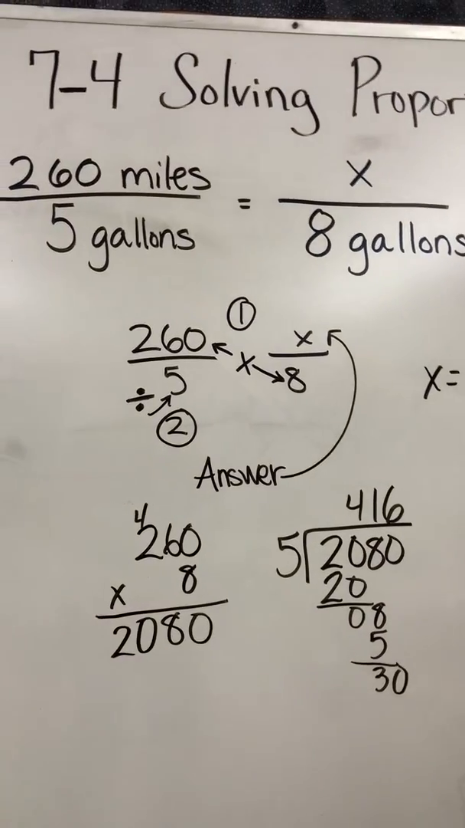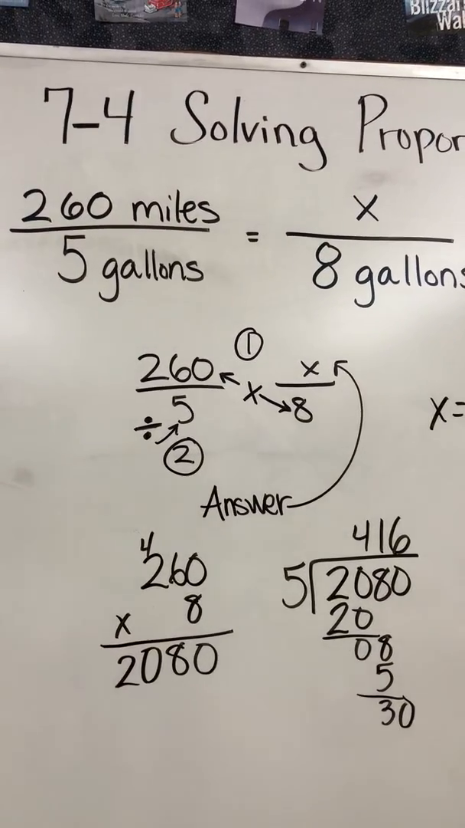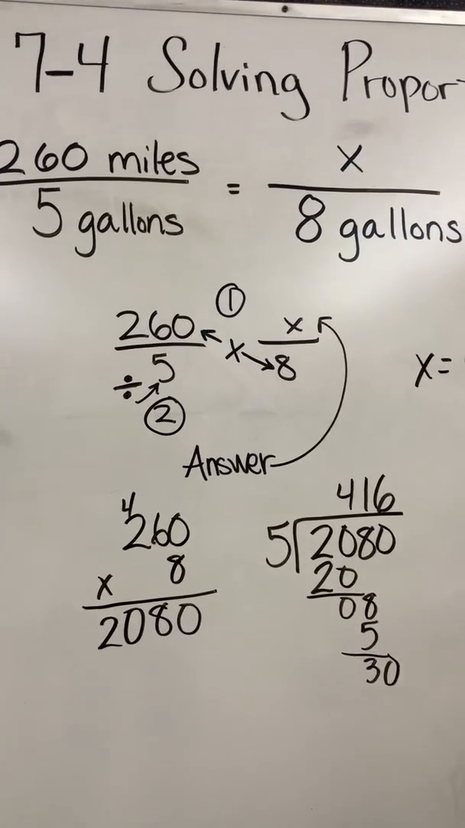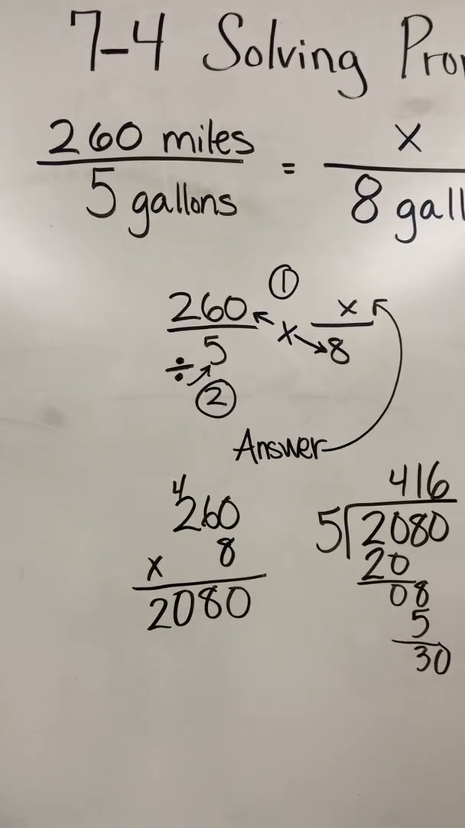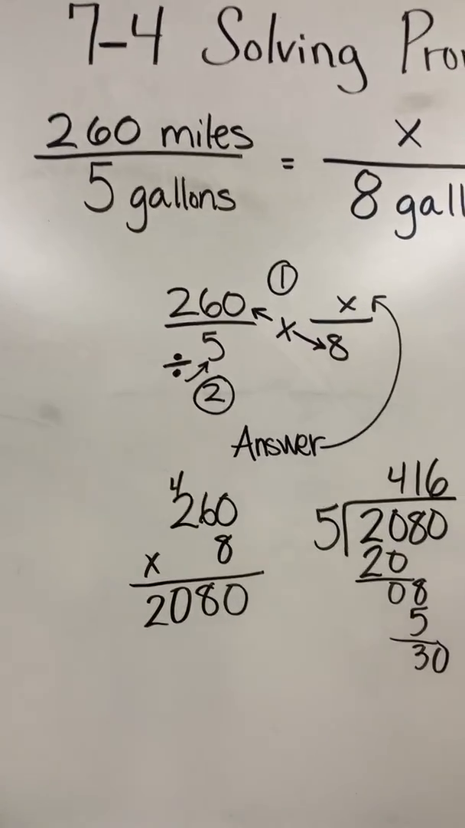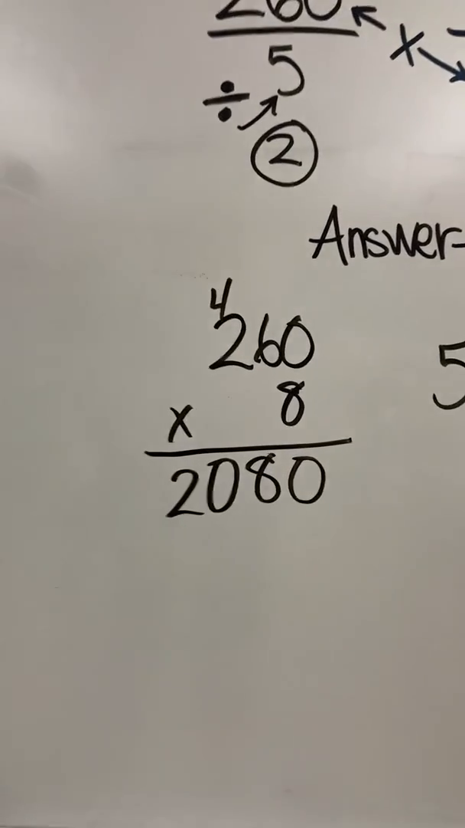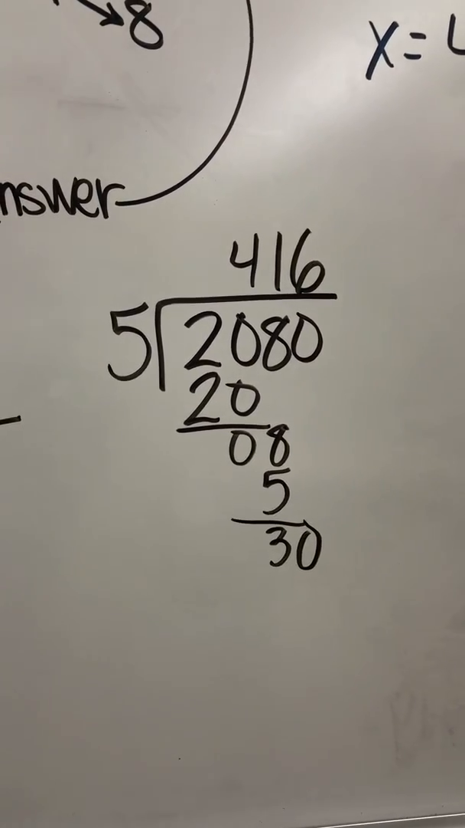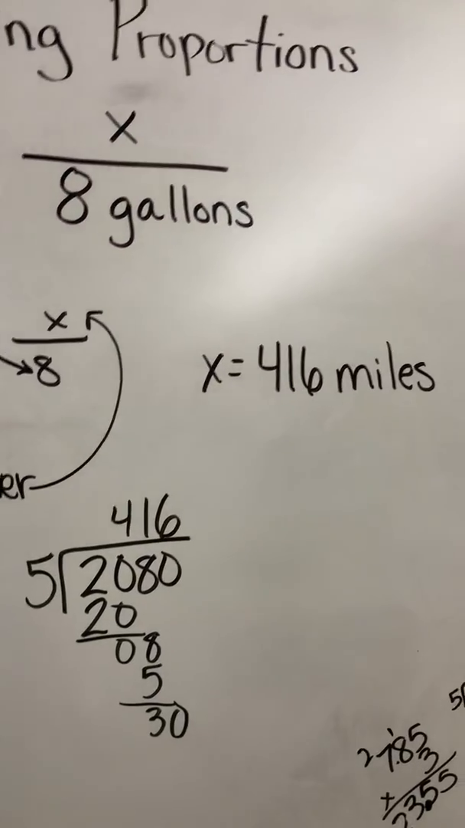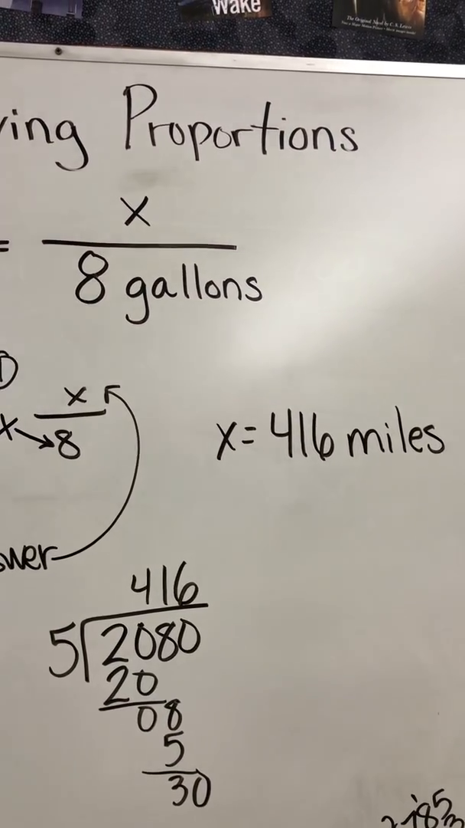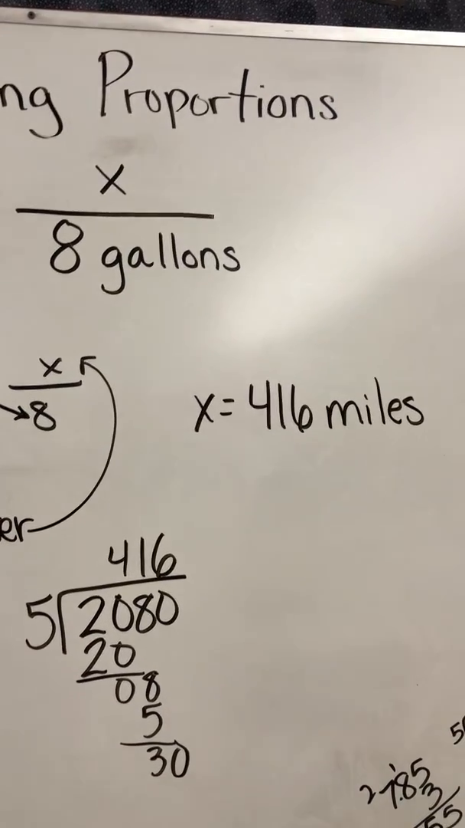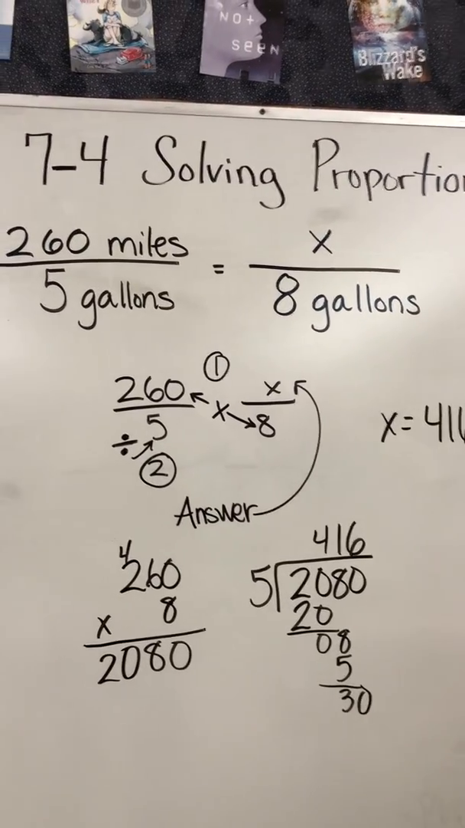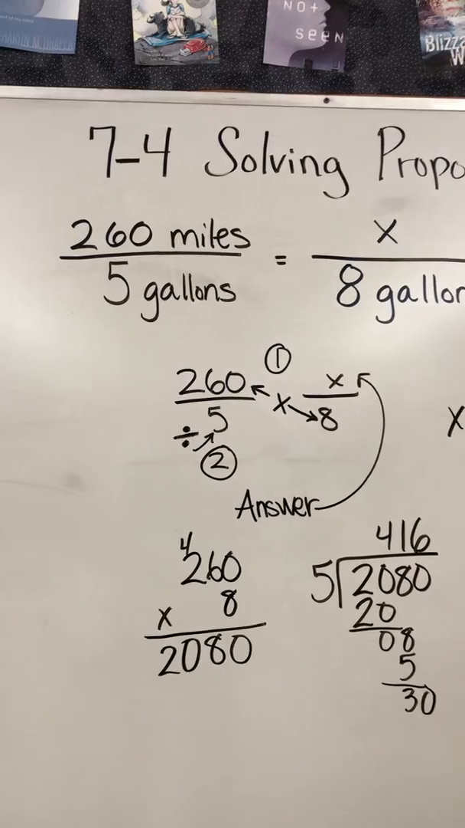Then I go through the steps. My first step is to multiply the cross products of the two numbers that I have, because I can't do 5 times x, so I'm going to do 260 times 8. That's step 1. Then, second step, I divide by my third number, which is 5. You can see I did the math over here. 260 times 8 is 2080. I divided that by 5, and I got 416. So the answer is that on 8 gallons of gas, a car can drive 416 miles. That's the kind of problem they solve on page 320. We've done this before, so we should be A-okay.